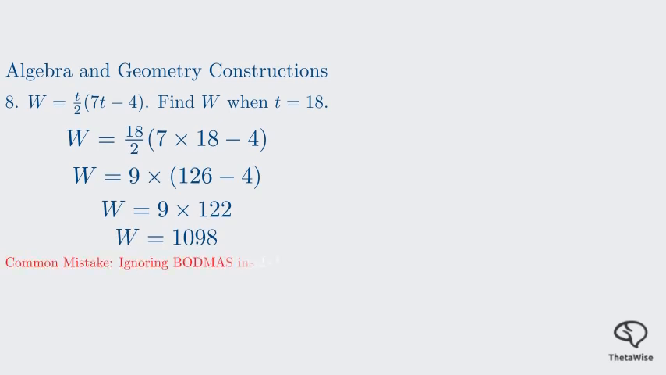Common mistake: forgetting to multiply 7 by 18 before subtracting 4. Always follow the order of operations inside brackets.